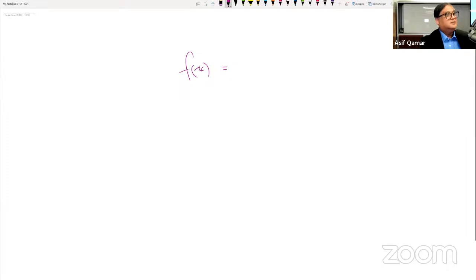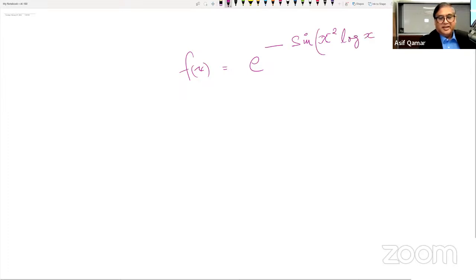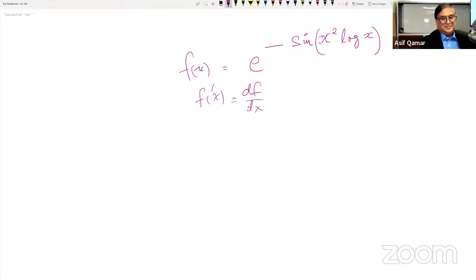f(x) is equal to e to the minus sine x, to something very cute. Let's say that's sine squared of log x. Is it bad enough? I'm trying to make it as complicated as possible. Now, how many of you can immediately tell me what the derivative df/dx is, which is this? You would say, well, I don't know how to do this.